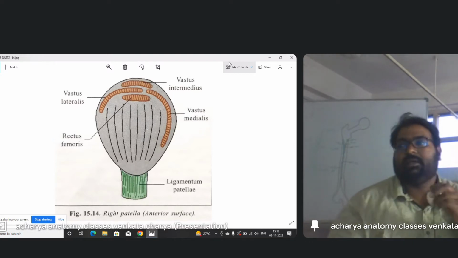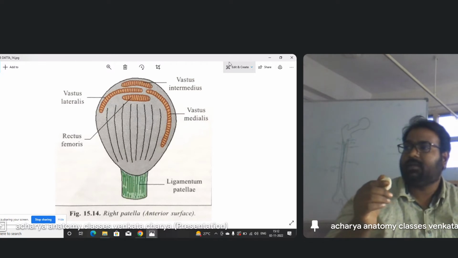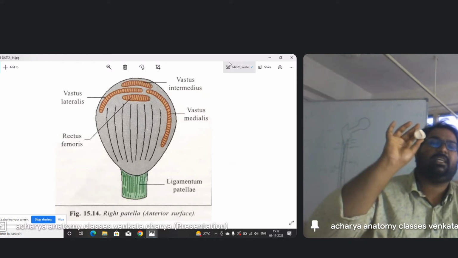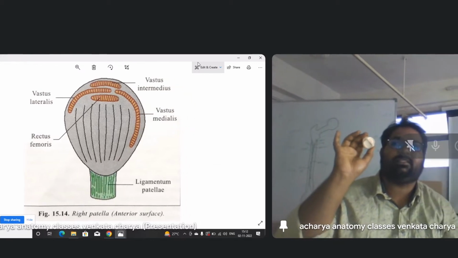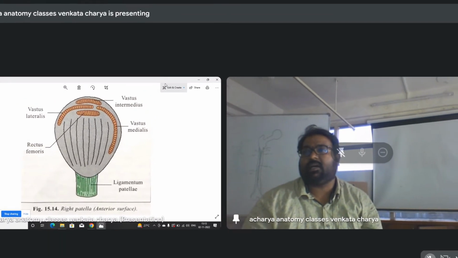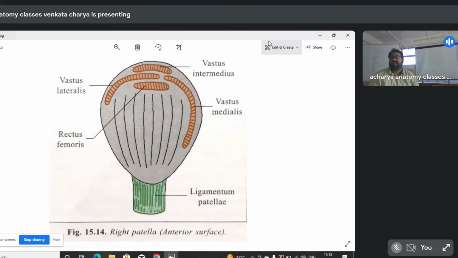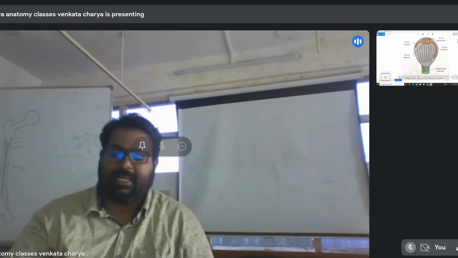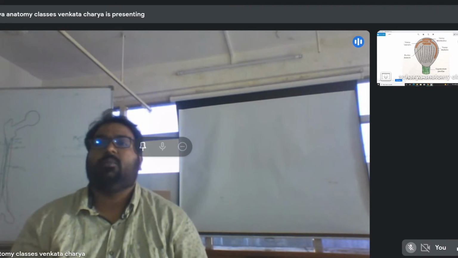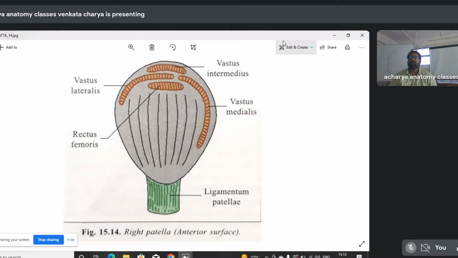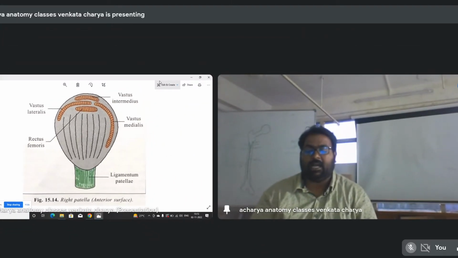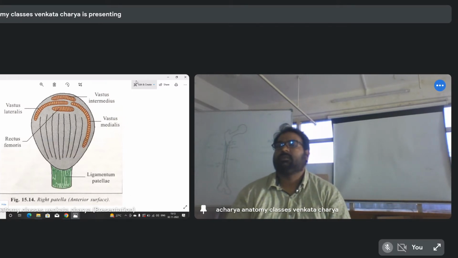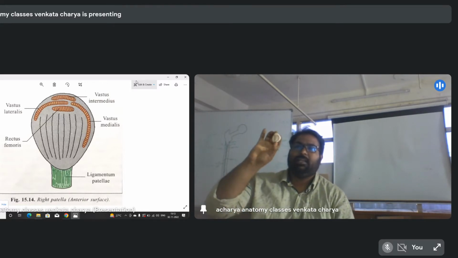Next point. Posterior articular surface consists of two areas: more lateral area and less medial area. Okay, so more lateral area, less medial area.